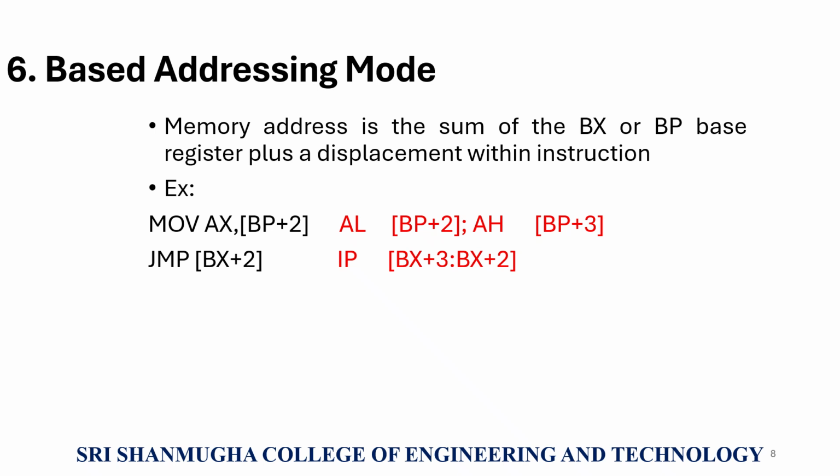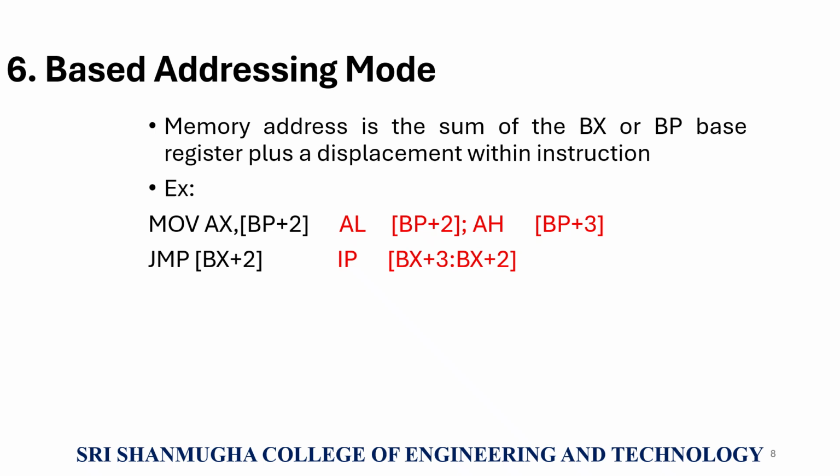The next one is based addressing mode. It is also similar to indexed addressing. The only difference is that here we utilize the base registers, base pointer, to hold the offset address of the data. So here you can use either SP or BP or BX. You can use a base pointer register or the BX register.